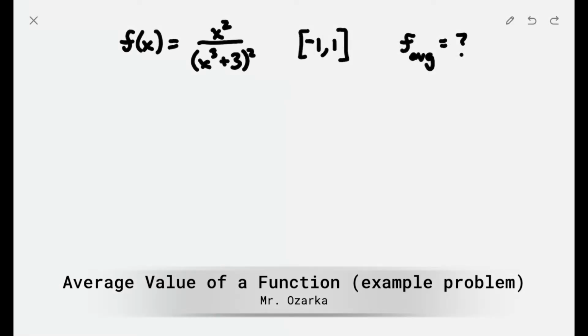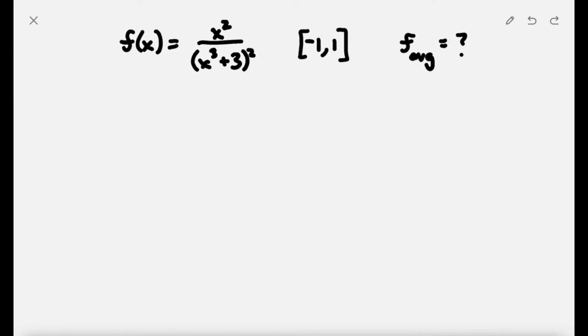All right, so this is going to be a video about finding the average value of a function, and the function is defined right there as f of x. I highlight this in red really quick. So I'm basically going to be trying to figure out what is the average value of this function on this interval right here from -1 to 1.